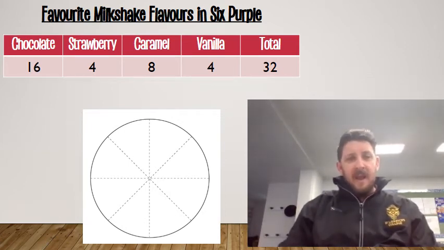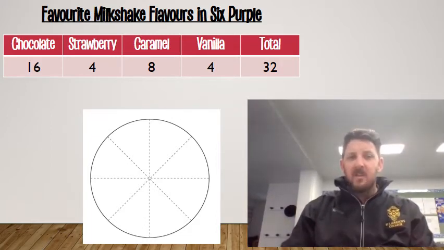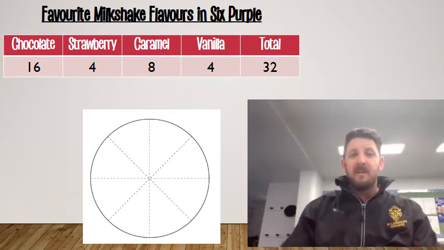Now you can see in our data table it tells us our whole amount. So you can see chocolate, strawberry, caramel and vanilla equal a total of 32. So our circle that we are creating today equals that 100%, or that whole, which is 32. So we have to represent the 32 people in that one circle. Now if we're having a look at it, the chocolate is 16, strawberry has 4 people, caramel 8, vanilla 4.